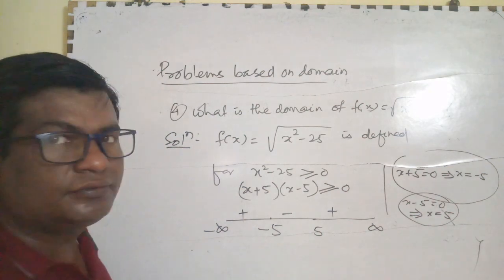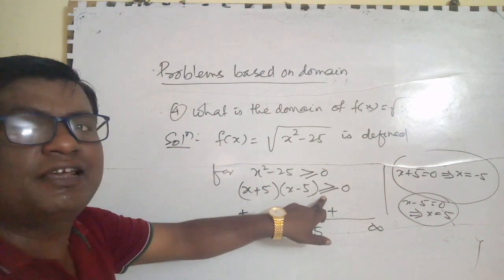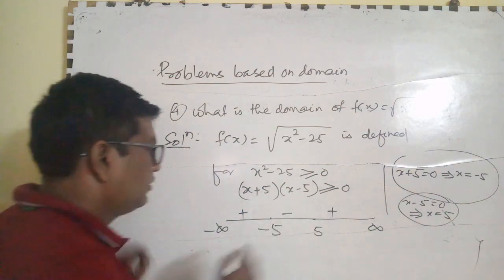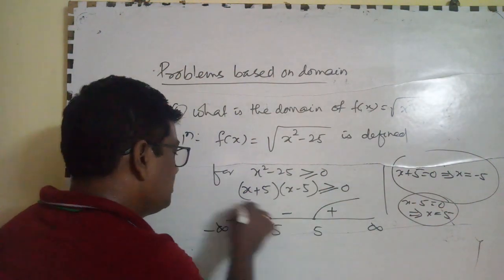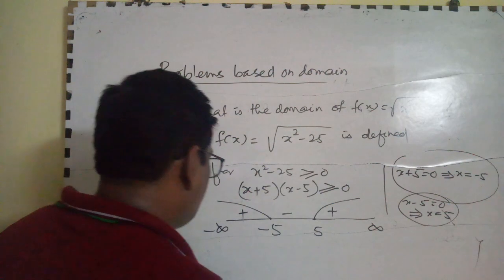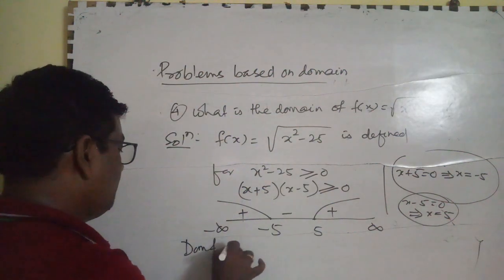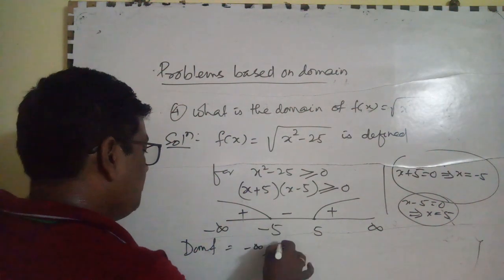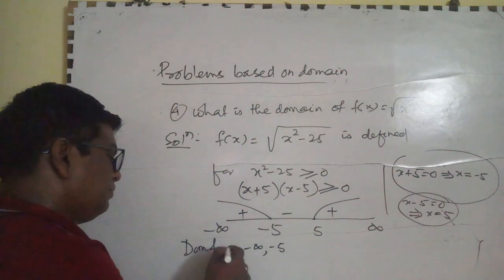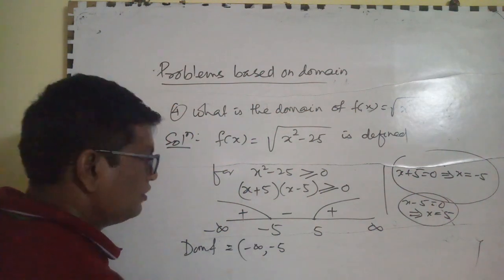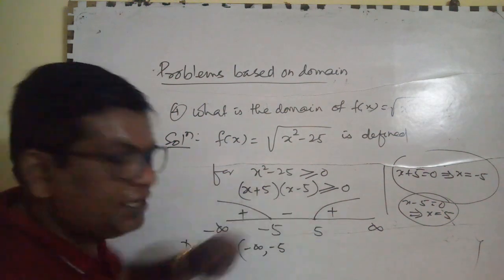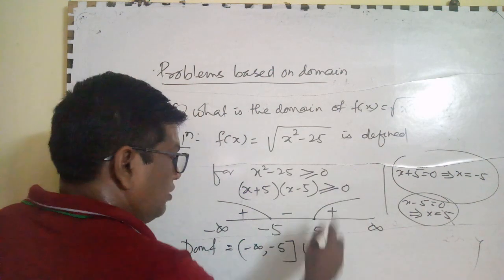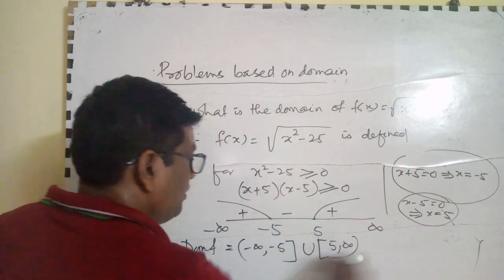Above the number line, what sign is here? Greater than or equal to. Greater than means positive. Where is the positive sign? Here positive sign and also here positive sign. These are the domains. Domain f equal to (minus infinity, minus 5], since the equal to sign is present, so square bracket here. For infinity, plus infinity or minus infinity, always round brackets. Again union this portion [5, infinity).